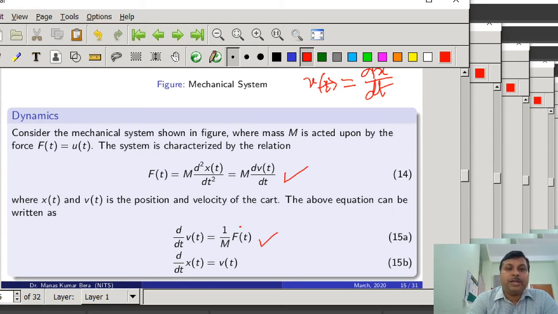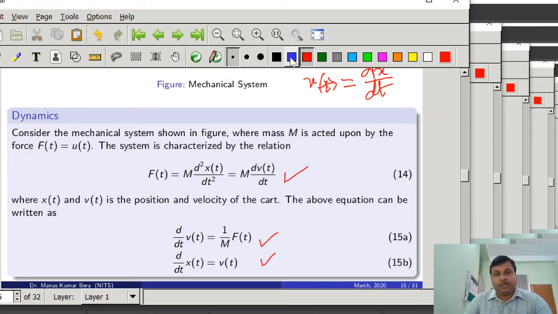Another equation we can write is how x(t) and v(t) are related. Now we know that dx(t)/dt is equal to v(t). So these two equations are also describing the dynamics of the system, as this second order differential equation was describing.